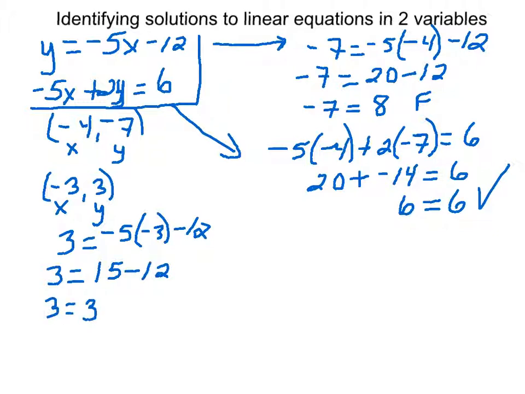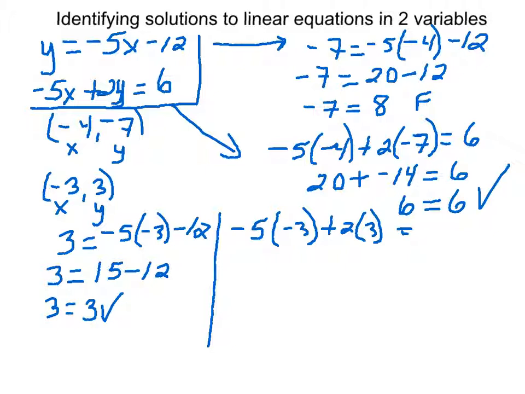Woohoo! That one works. Now let's check negative 3, positive 3 for the second bottom equation. Negative 5, we need an x value. They told us to put in negative 3, plus 2 times our y value, positive 3, equals 6. Let's see how this works out. Negative 5 times negative 3, 2 times 3. Whoa, no way, huh? 21 does not equal 6, so this is false.